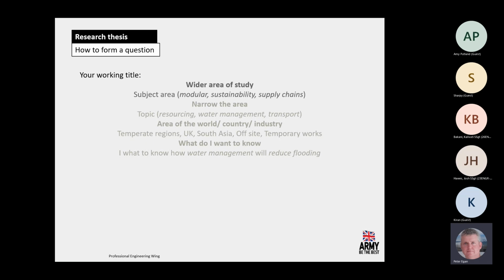Okay. You then select an element of that topic. Is it the resourcing with it? Is it water management, transport? Are you picking a specific element within that wider subject you've just chosen? So you're bringing it down, okay? So you can't look at the whole topic. You haven't got enough words. In a dissertation, you need to narrow it right down.